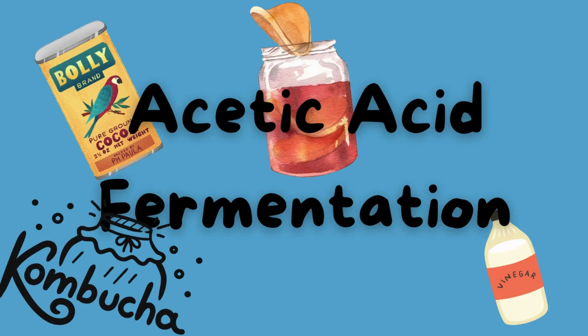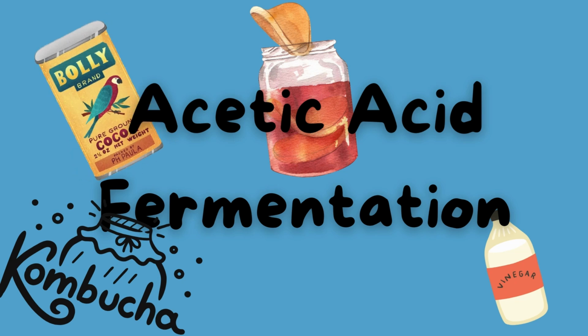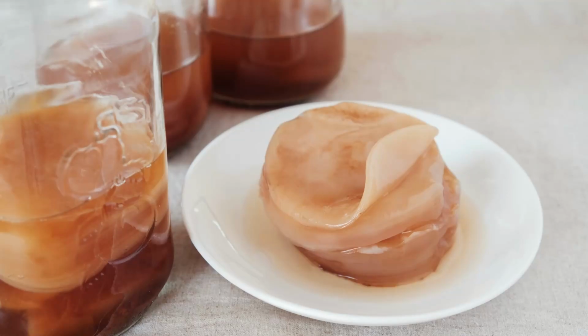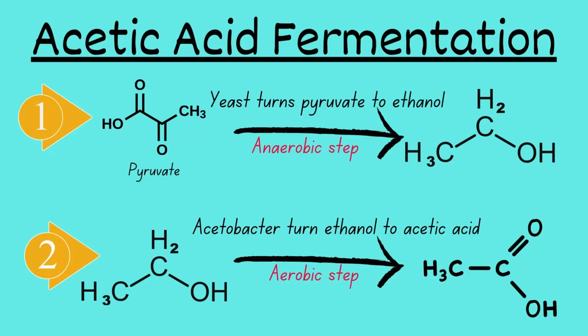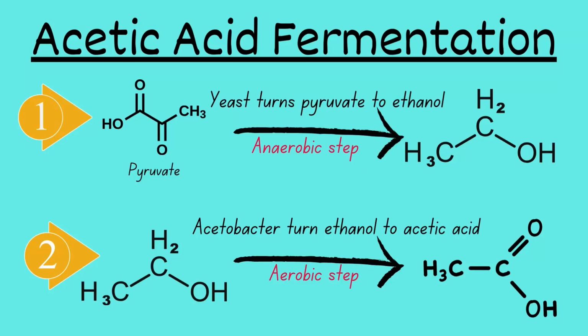Now, let's get back to acetic acid fermentation. It is the process by which we get vinegar and things like kombucha. Kombucha, my God. Acetic acid fermentation is a two-step process. In the first step, we have yeast fermentation, which we previously talked about, the alcohol fermentation, where yeast takes the pyruvate and breaks it down to ethanol and CO2. And now we go through a second step, which in this case uses oxygen.